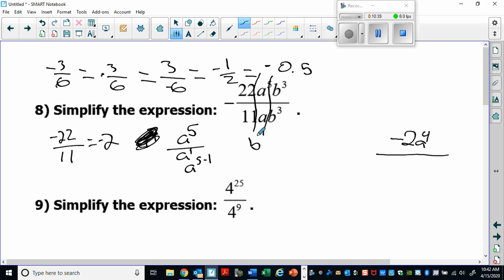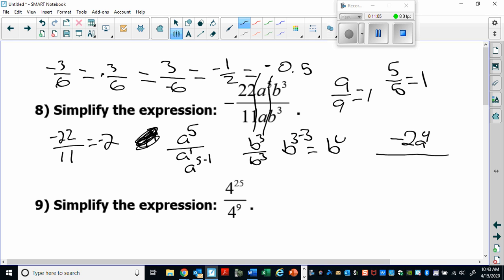Now I have b to the third power divided by b to the third power. Well, that's the same number. So anytime, let's say we had 9 divided by 9, that would equal 1. If we had 5 divided by 5, that would equal 1. In exponents, it would be b to the 3 minus 3. 3 minus 3 is 0. Anything to the 0 power equals 1. We don't have to write that 1. So we've cleared out the bottom. The 11 is gone, the 8 is gone, the a is gone, and the b to the third is gone. So what we're left with is negative 2a to the fourth power.